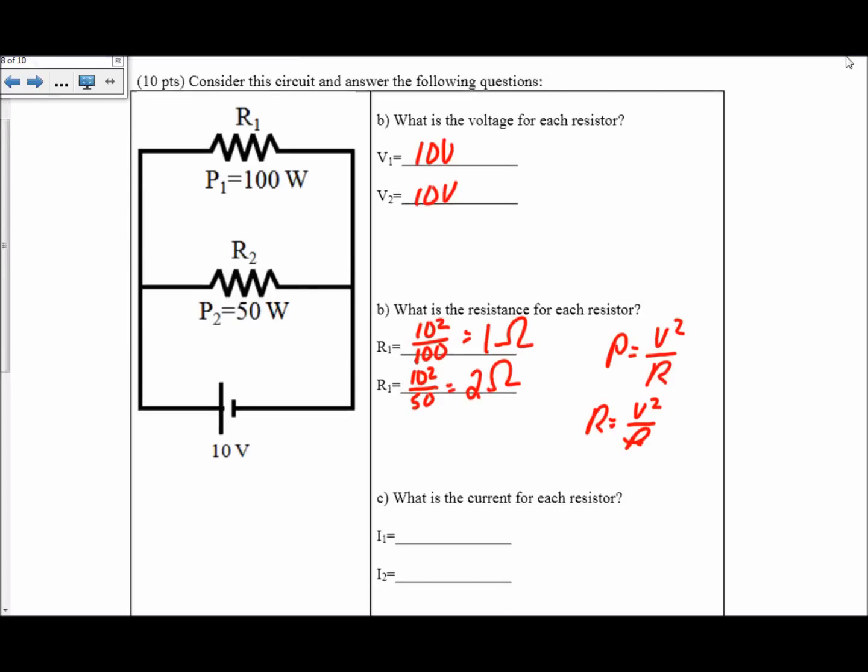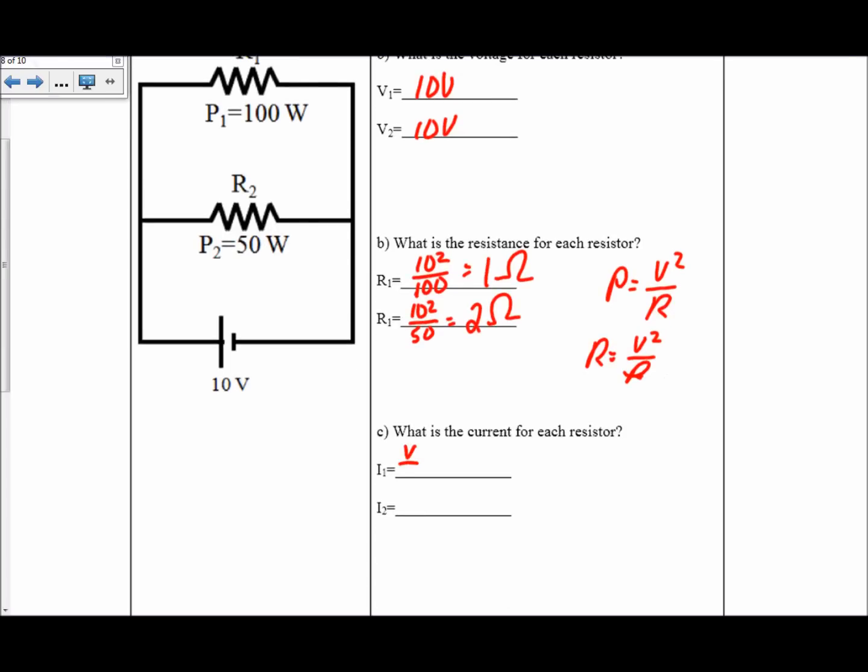And then what is the current for each resistor? Well, you can just say I is V over R. That's 10 over 1 and 10 over 2. 10 volts over 2 ohms. So 10 amps and 5 amps.